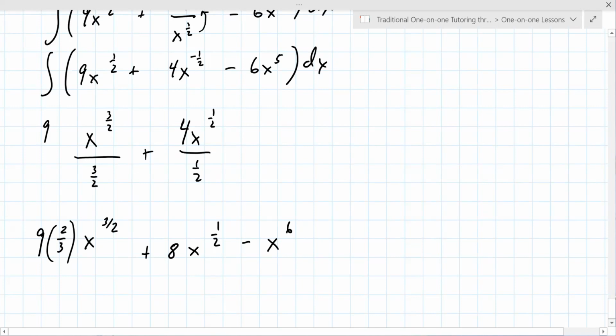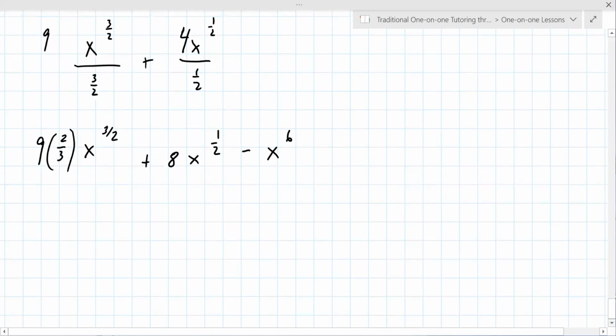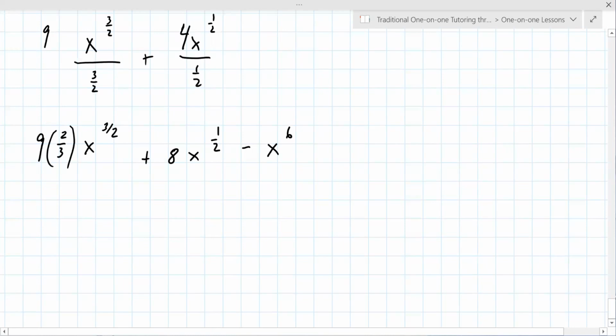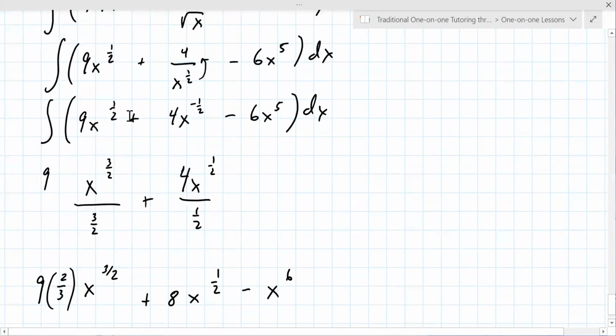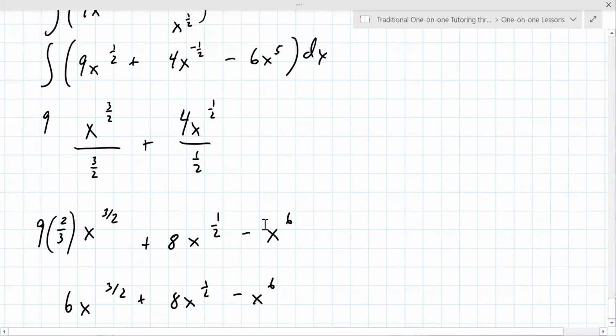Okay, let me rewrite this, it's all over the place. Plus 8x. All right, so then you cancel the 3's: 6x to the 3/2 plus 8x to the 1/2 minus x to the 6th. You just leave it like that? Yeah, that's it. Normally you're going to have numbers here, but we're not emphasizing that. We're trying to just see how we evaluate these.